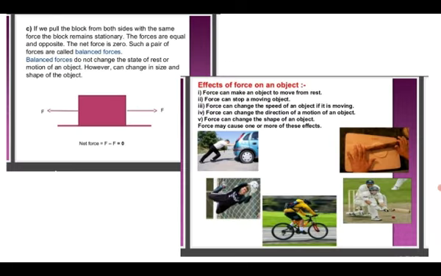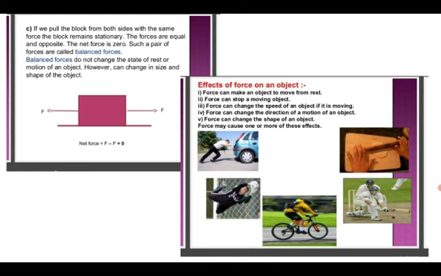Here is another example. If we pull a block from both sides with the same force, the block remains stationary. The forces are equal and opposite. The net force will be zero. Such a pair of forces are called balanced forces. Balanced forces do not change the state of rest or motion of an object. However, they can change the size and shape of the object.